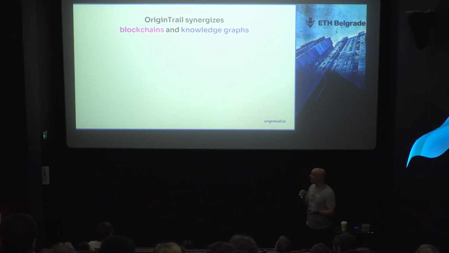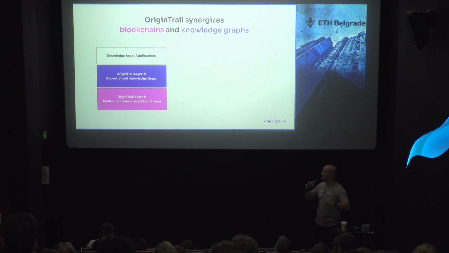So how does OriginTrail work? OriginTrail basically synergizes blockchains and knowledge graphs. You can think of it, in the simplest possible terms, as a three-layer structure like this. Layer one is blockchains. Layer two is this decentralized knowledge graph, this network I told you about, which is its own decentralized network. And on top of it, we can envision all kinds of knowledge applications.